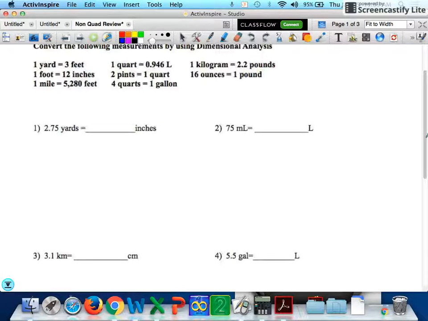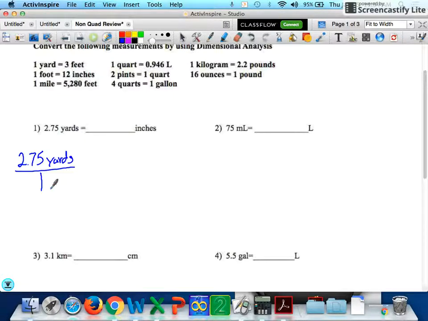This very first problem says 2.7 yards, and we want it into inches. So we start with our starting value over top of 1. The only ones that start with something down on the bottom are our rates, which are number 5 and 6 on here. And what we need to do from here is multiply by factors until we can get to inches.